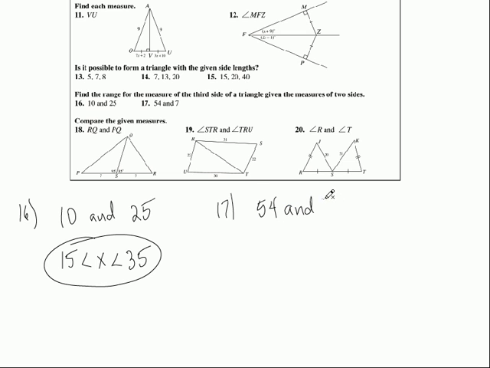54 and 7. So again, how do you find the smaller of the two numbers? You just subtract them. 54 minus 7 is 47. And then how do you find the bigger range? You add them up. 54 and 7 is 61, so you put that there.